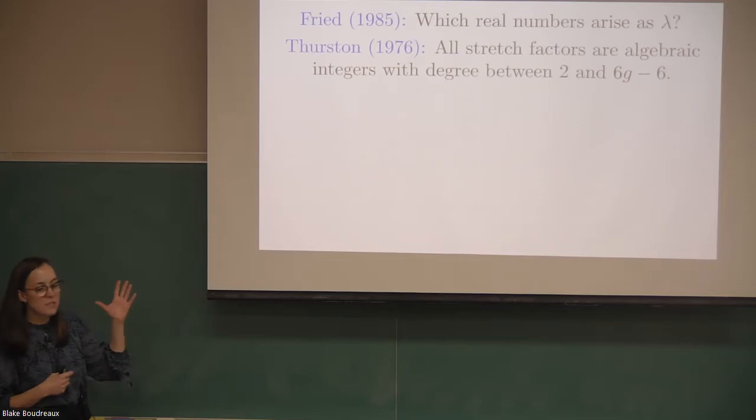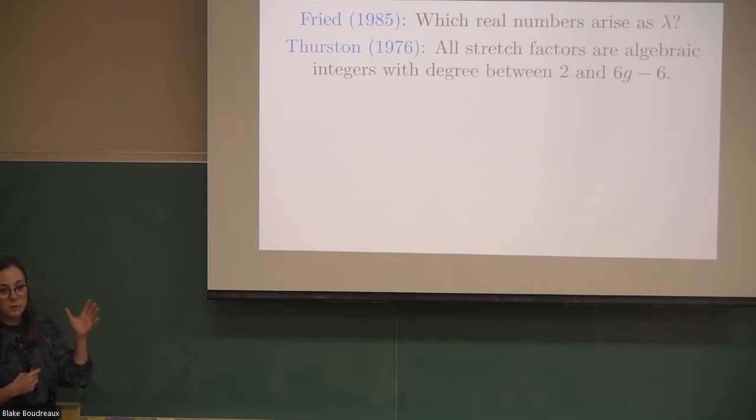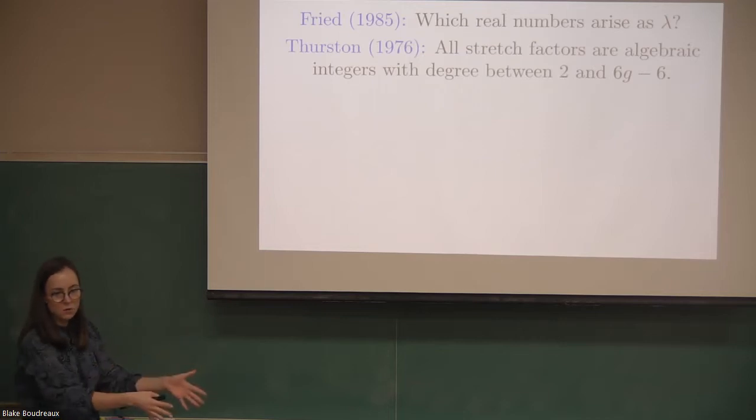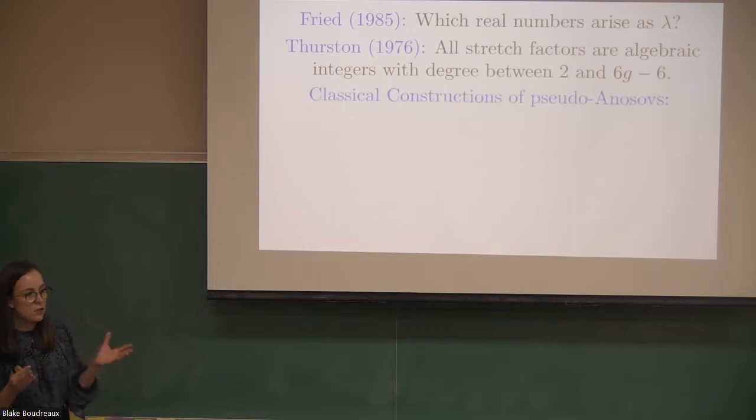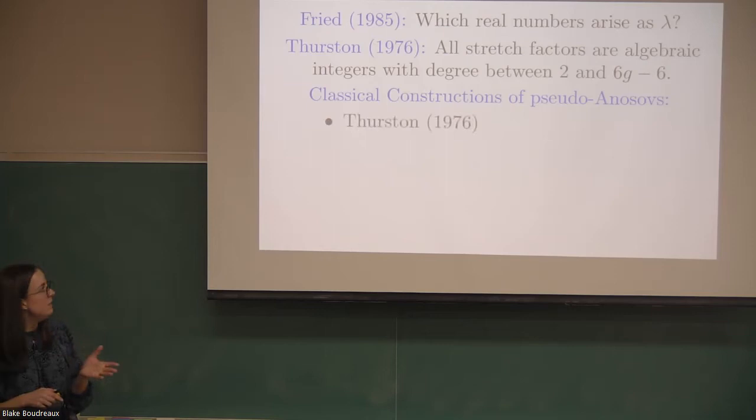The work of Thurston was able to show that all stretch factors are algebraic integers with degree between 2 and 6g minus 6. So you can already take every single real number that's not algebraic. It's never going to show up as the stretch factor of a pseudo-Anosov map. So there's 2 classical constructions of pseudo-Anosov homeomorphisms. There's one defined by Thurston and a second defined by Penner.